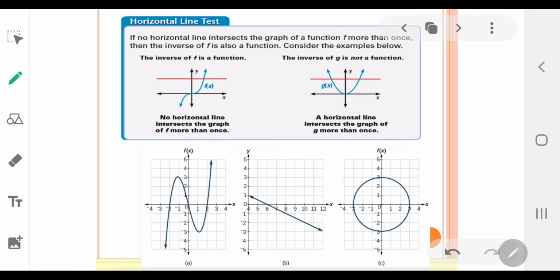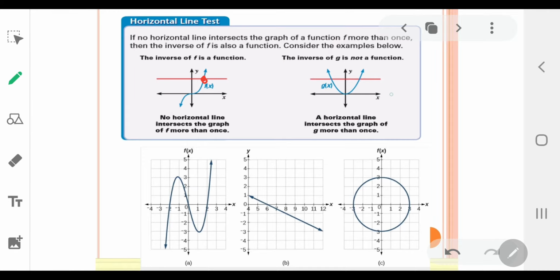Let me do it with you now to make it clear for you. For this given function, the blue one, f of x, I tried to graph a horizontal line here, and it crosses the graph in only one point. Exactly here, it crosses the graph in only one point. So, since the horizontal line crosses the graph in only one point, you can say that the inverse of this function will also be a function.